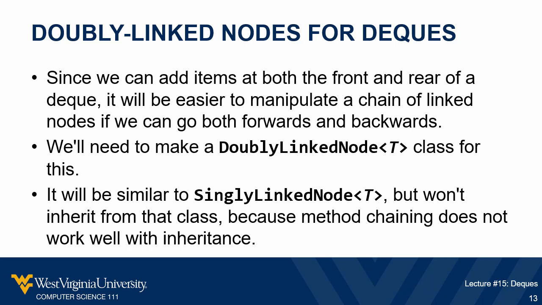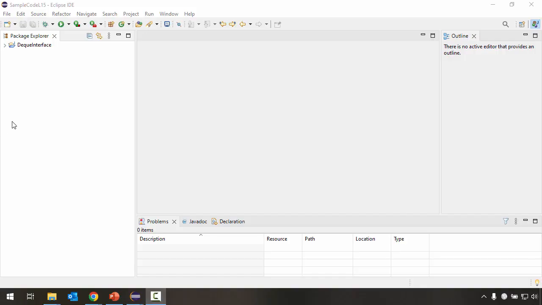We're going to go ahead and just follow the model of singly linked node, but our doubly linked node will be a separate class rather than one that inherits from singly linked. Let's code things up inside of Eclipse.